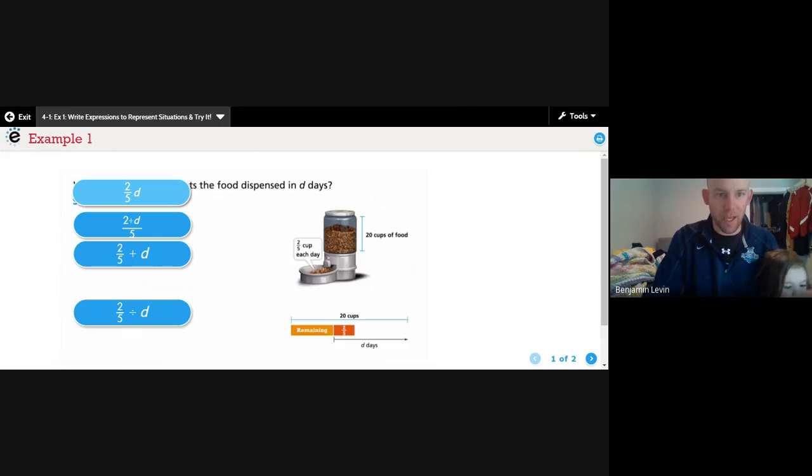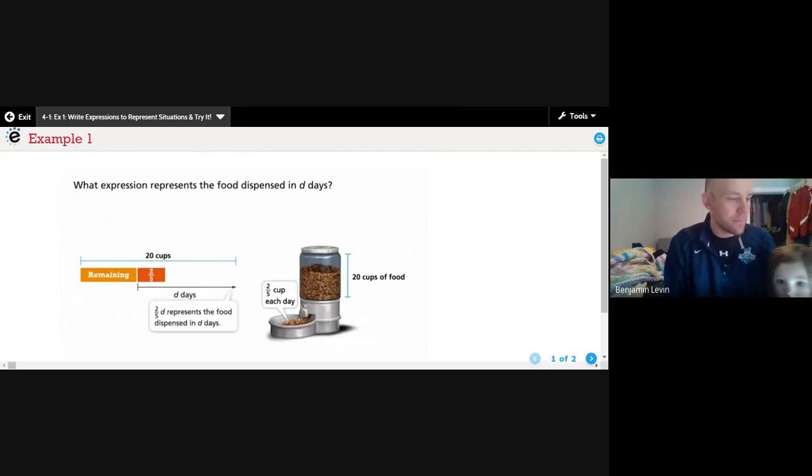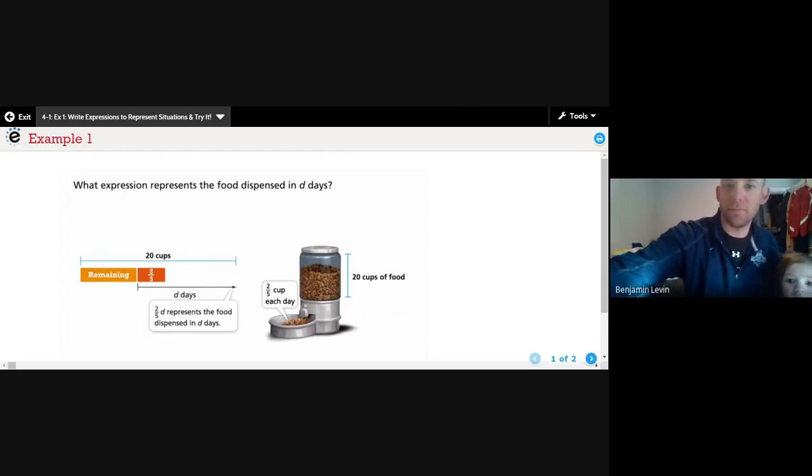represents multiplication, right? None of these other three. We're not going to add, and we're not going to divide, right? We need to multiply. Let's put that one right here. The expression 2/5 times D represents the food dispensed in D days.